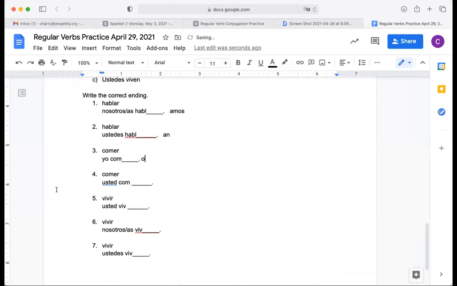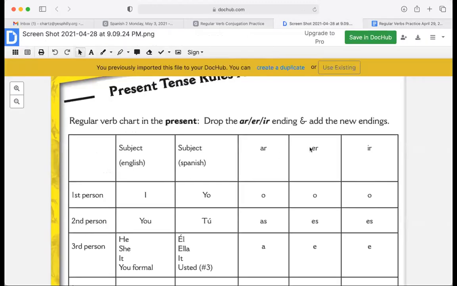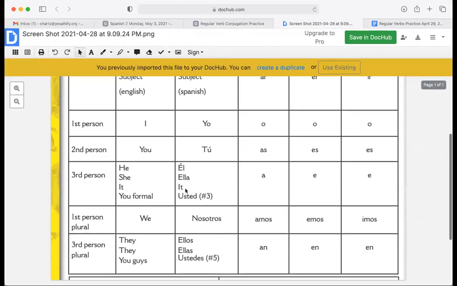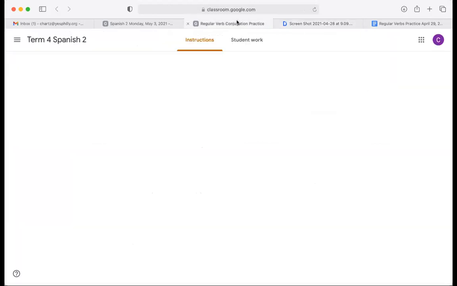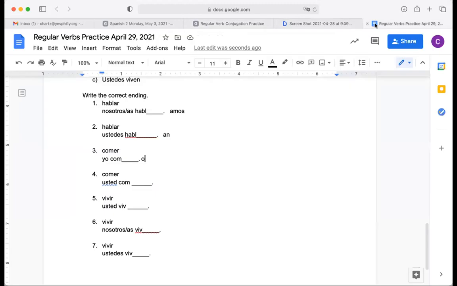Okay. For number 4, we're just running out of time, so I'm just going to go a little bit faster here. For comer, we have usted blank. What's going to be it? We're going to use our ER verbs right here. And we're going to look for usted. There it is. We're going to go over to ER, and it's an E. So it's going to be usted come.